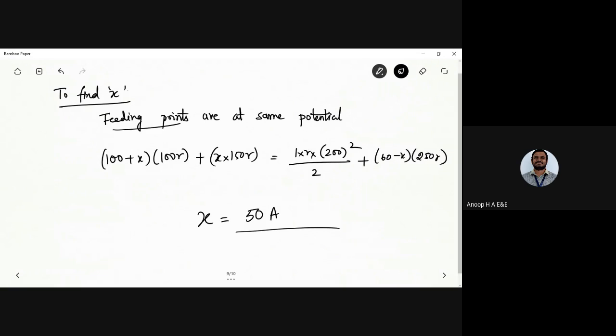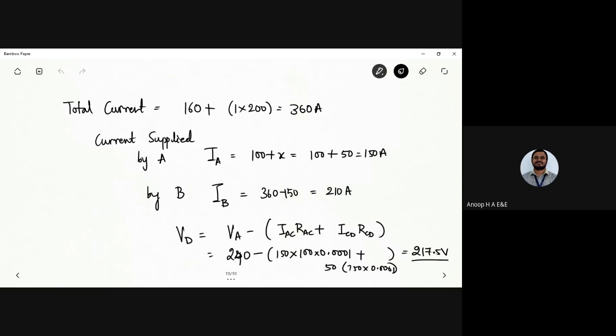The feeding points are at the same potential, so I can equate them and I get the value of X as 50 amperes. If I get the value of X as 50 amperes, what do I need to do next? To find the total current. So this is how I calculate the total current which is flowing in the circuit.